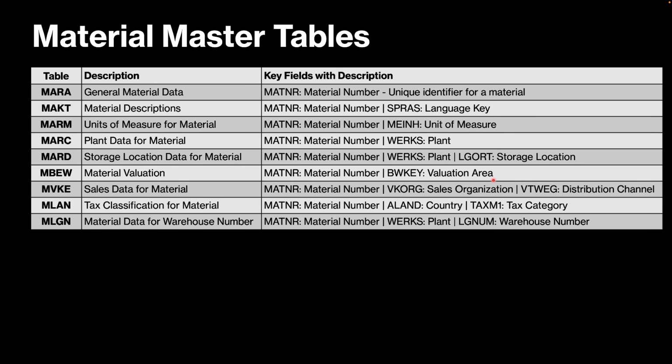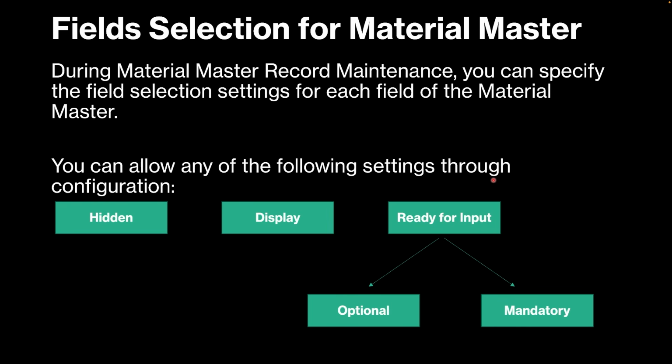Now let's see what is called field selection in the material master maintenance process. So what is field selection? So as you can see here, during material master record maintenance, you can specify the field selection settings for each field of the material master. Whenever you will be maintaining the material master, for each of the fields, you can specify in the system whether that field shall be hidden, display, or ready for input. You can see here, you can allow any of the following settings, that is hidden, display, or ready for input.